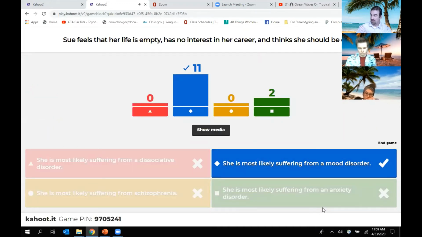All right, so nicely done. Suffering from a mood disorder, likely depression in this case. Again, thinking that she doesn't have value, have worth. Again, this thought, especially that she should be dead, is very characteristic of individuals who are in severe depression. Okay, so nicely done there. It looks like we're in good shape. Let's go to our next one.